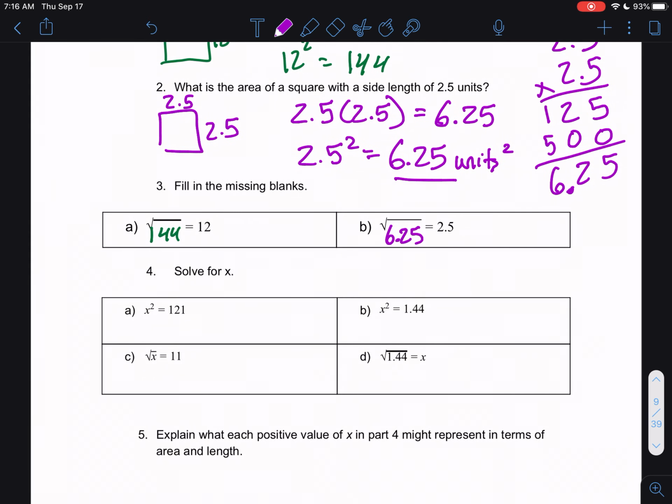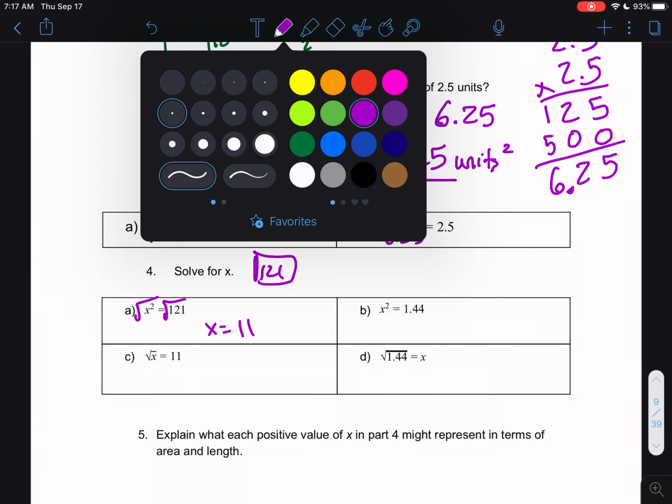So with part 4, it says solve for x. We see x squared equals 121. To find just one x, we need to undo that squaring, and to undo that squaring, you're going to take the square root of each thing. Now we have this number under the square root symbol, so that means this 121 is our area. Our area of our square is 121. So what number can we multiply by itself to get 121? 11. So x equals 11.